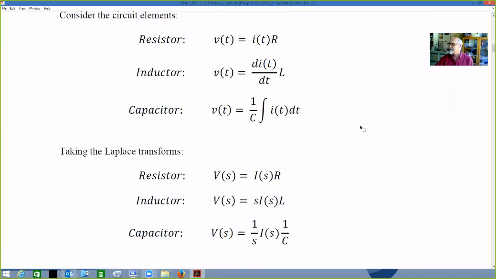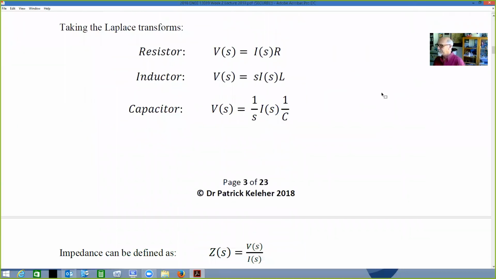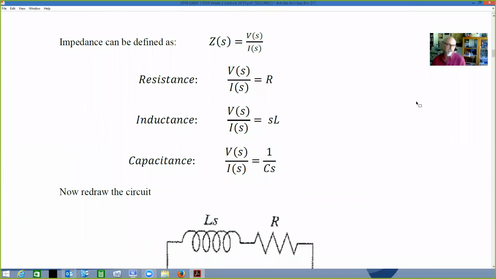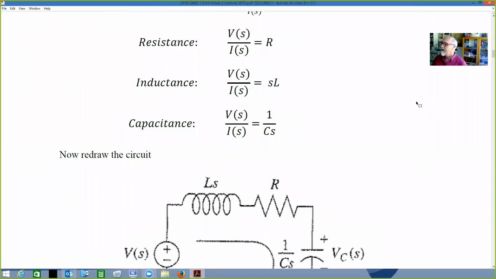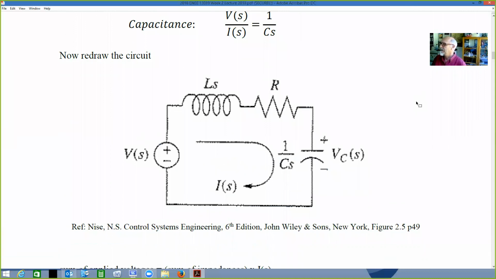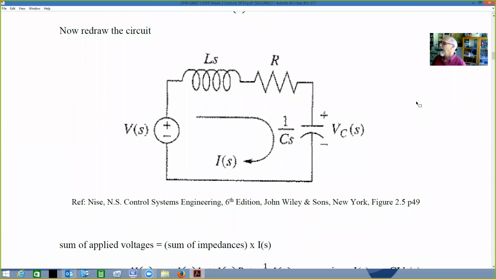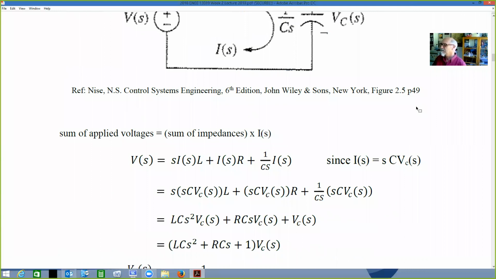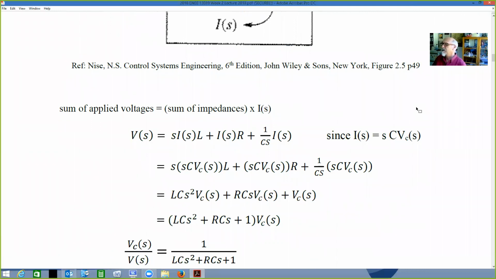Take the Laplace transforms of those things, and then when we do that, there will be the forms for the resistor, the inductor, and the capacitor. And then we can find the impedance. So just rearrange that. Again, we're talking about impedance because it is an AC circuit. So rearrange that and get them in that form. Now redraw your diagram. Okay, there's our original circuit diagram now being redrawn. So that's good. And then we do our Kirchhoff's relationships and look at the sum of the voltages. So we can get this expression.